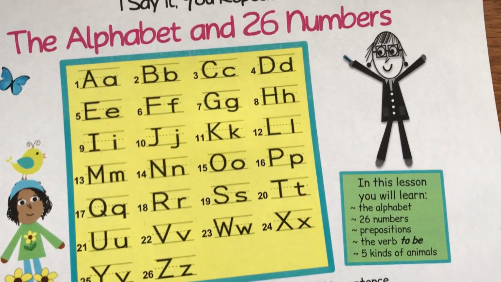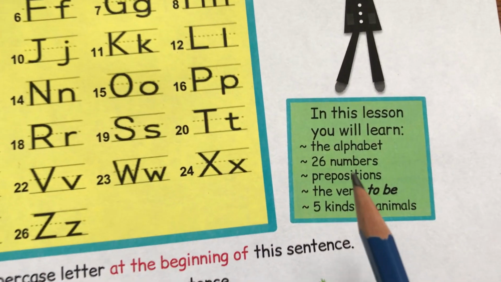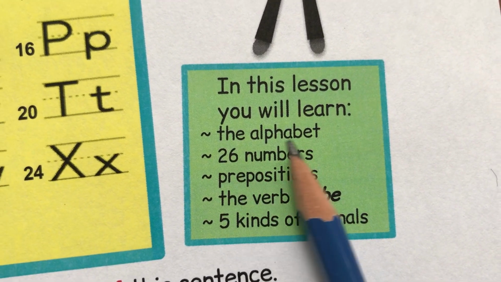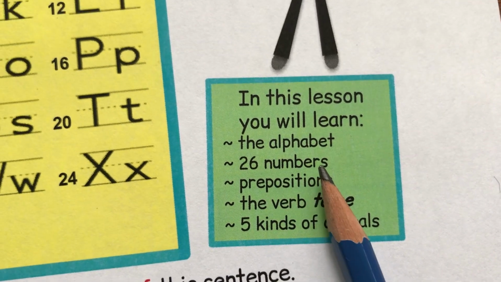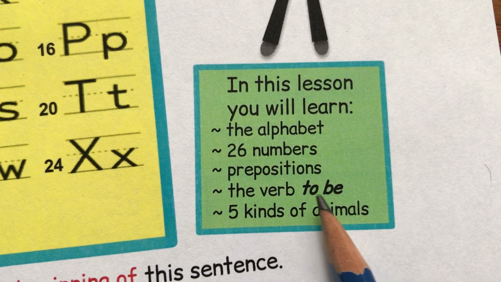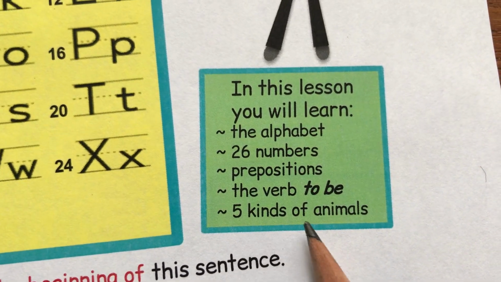Today we're going to be reviewing this paper. In this lesson, you will learn the alphabet, 26 numbers, prepositions, the verb to be, and 5 kinds of animals.